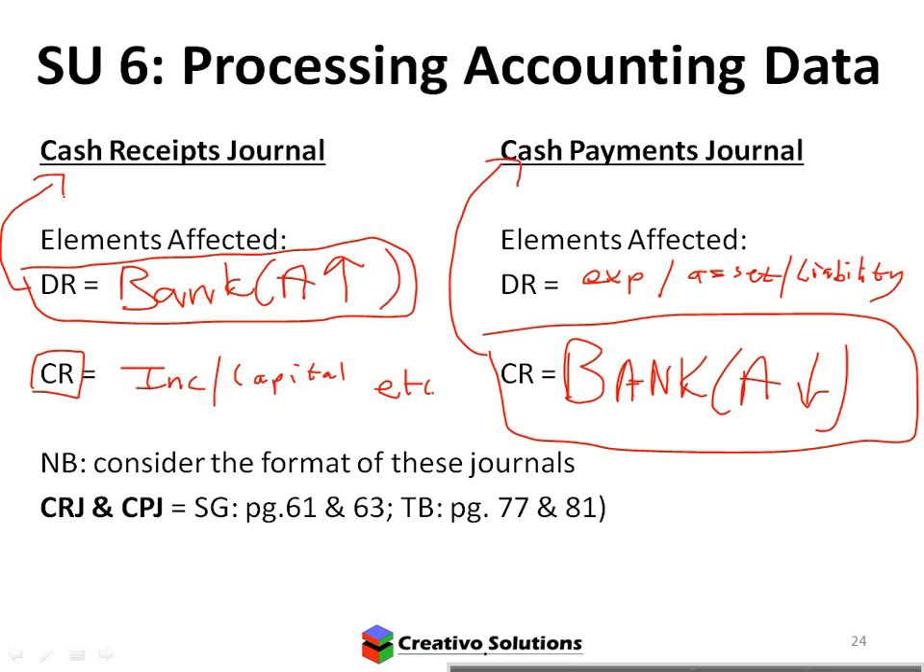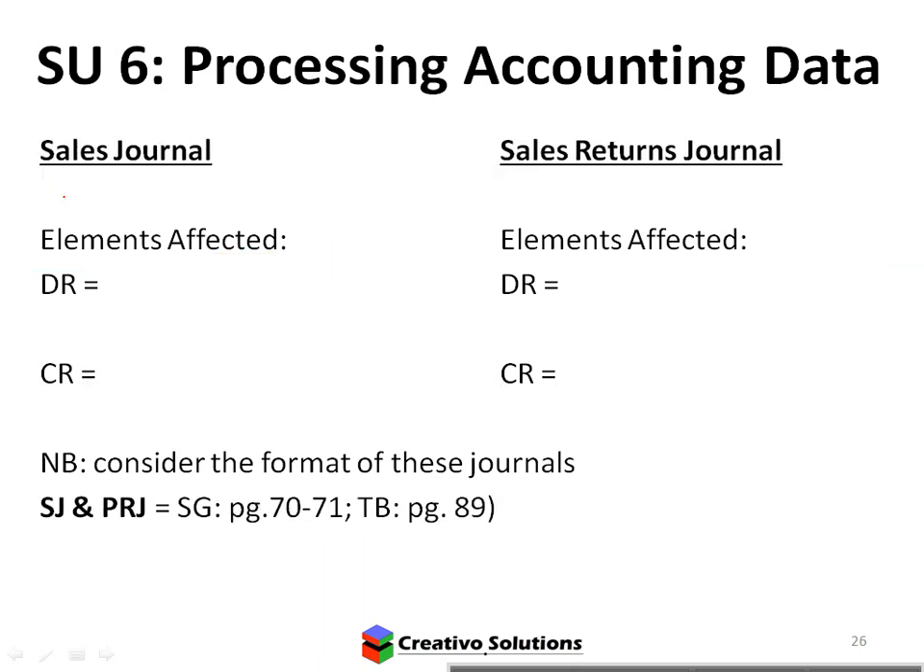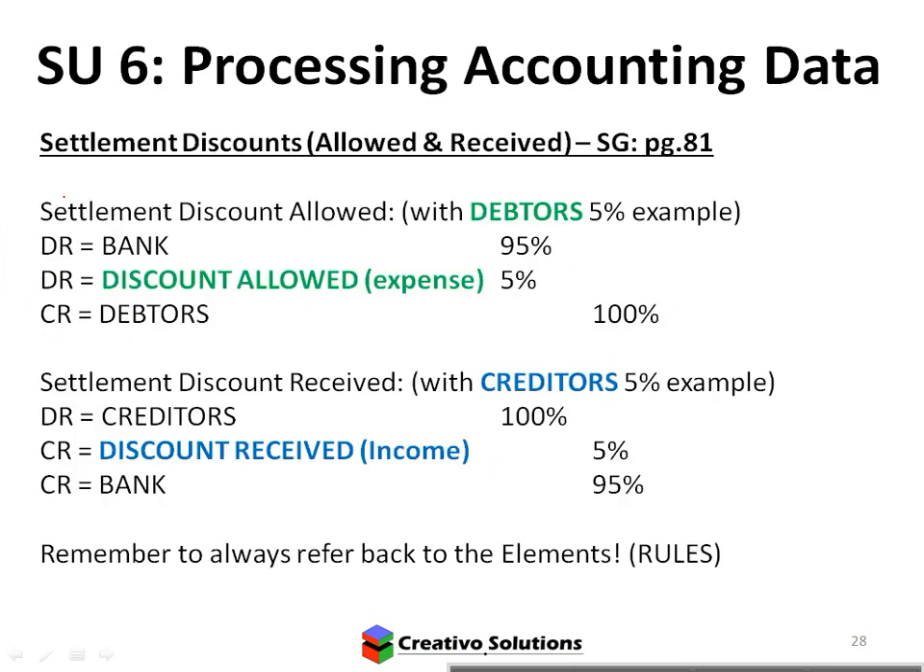If I pay a liability, like paying off a loan, it's going to be credit the bank, debit the loan. It doesn't matter what I pay, but I'm paying something. Does that make sense? That's what I want you to consider for all the others. I've given you some guidance here in terms of CRJ and CPJ. Please go over these. We'll discuss them next time.